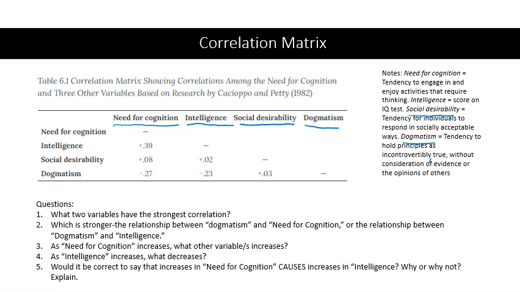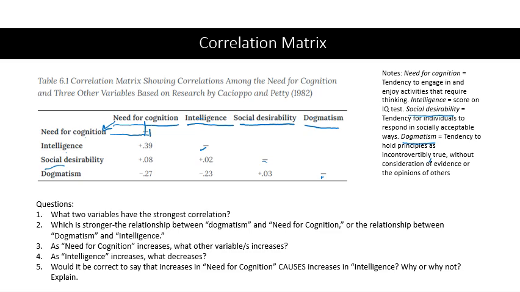And you can see that each of these variables is listed in a corresponding place on the side. So need for cognition first, intelligence second, social desirability third, and dogmatism last. You'll also notice that a lot of the cells are empty and there are dashes going down the middle. So the dashes correspond with each variable's correlation with itself. And because this is the exact same score, these will always be one.